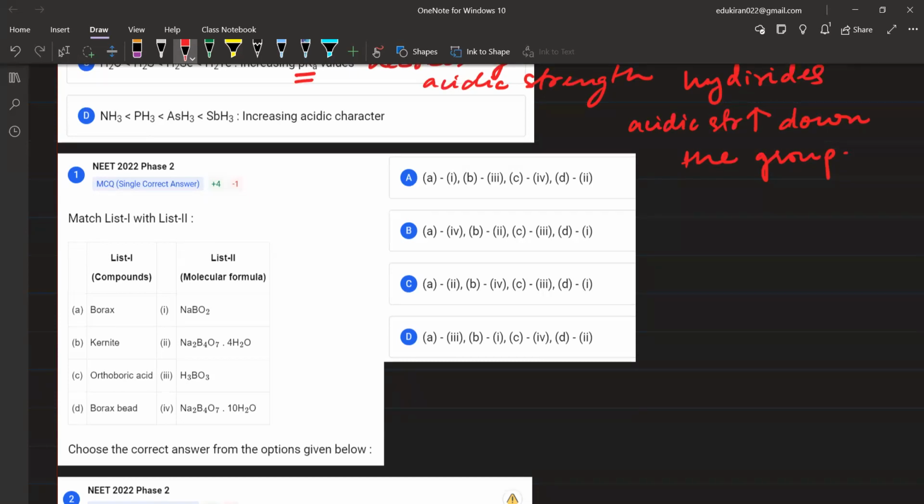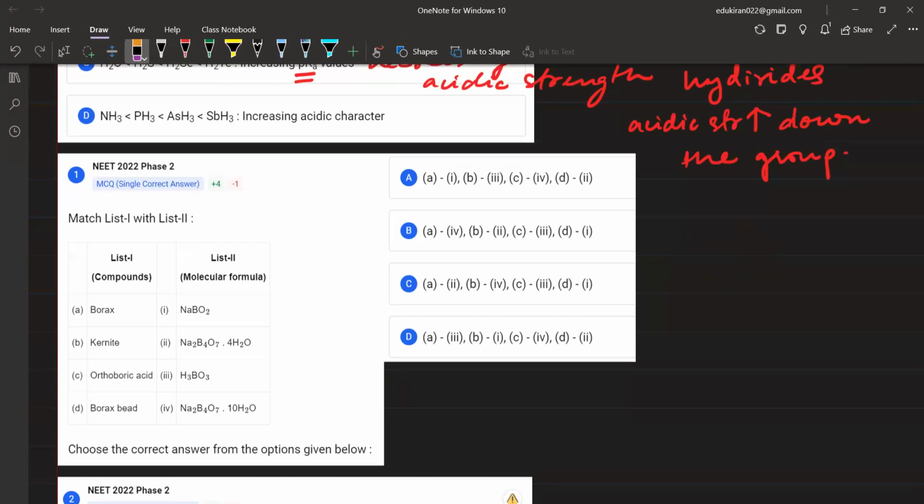No one. अच्छा, ऑर्थोबोरिक एसिड कौन सा है बता दीजिए कम से कम. ऑर्थोबोरिक एसिड, which one is orthoboric acid? Orthoboric acid will be H3BO3 ना, H3BO3. ठीक है, चलिए खैर.